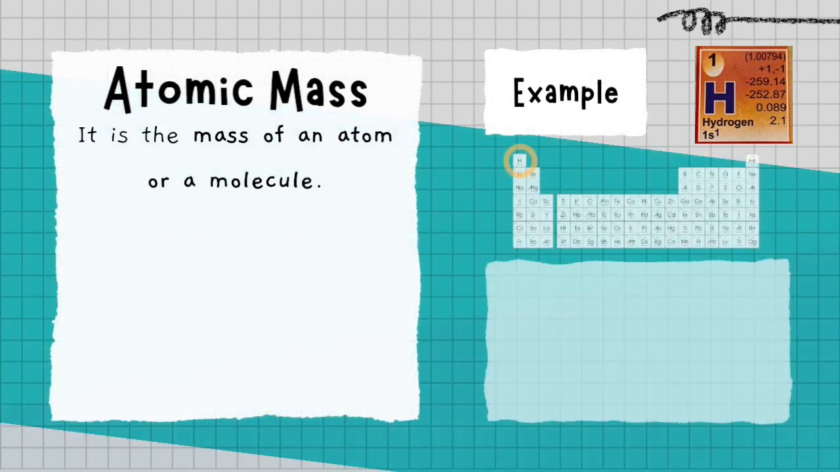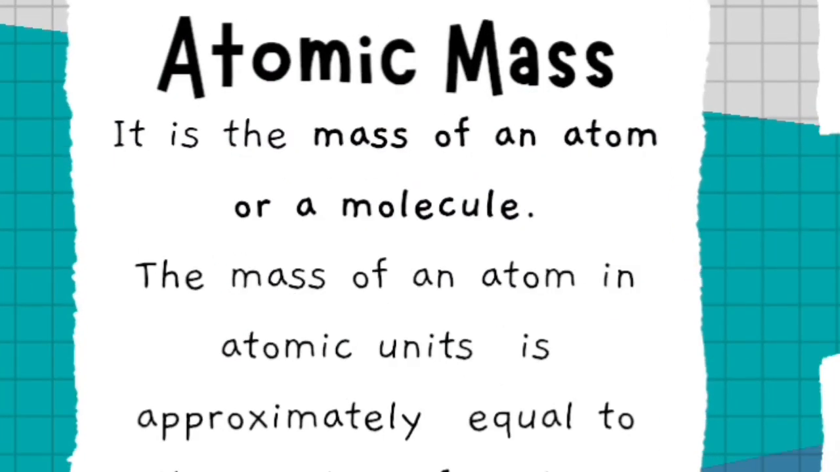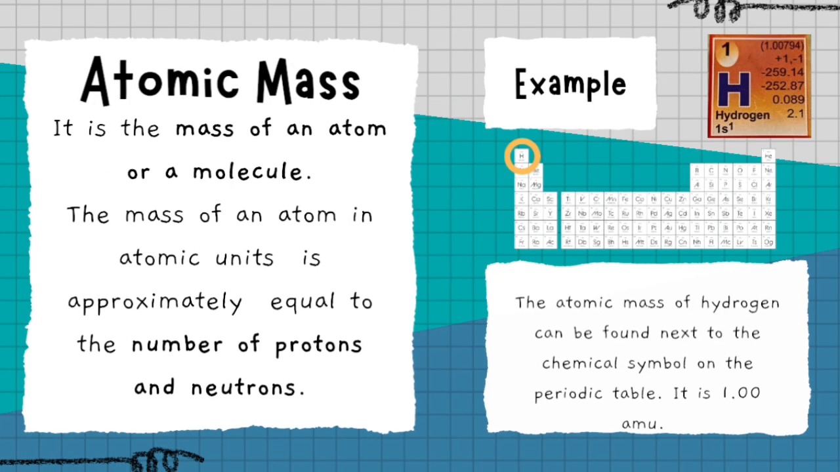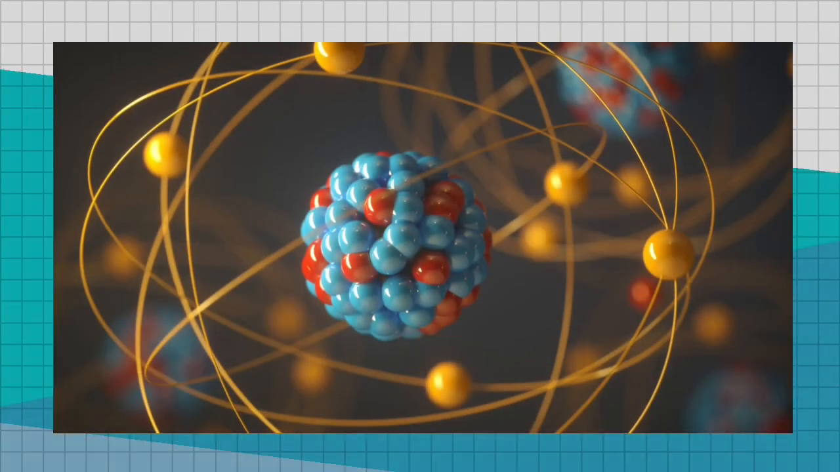Atomic mass is the mass of an atom or a molecule. The mass of an atom in atomic units is approximately equal to the number of protons and neutrons. One of the main measurements used to describe substances in chemistry is atomic mass. Atoms of different elements have different masses.